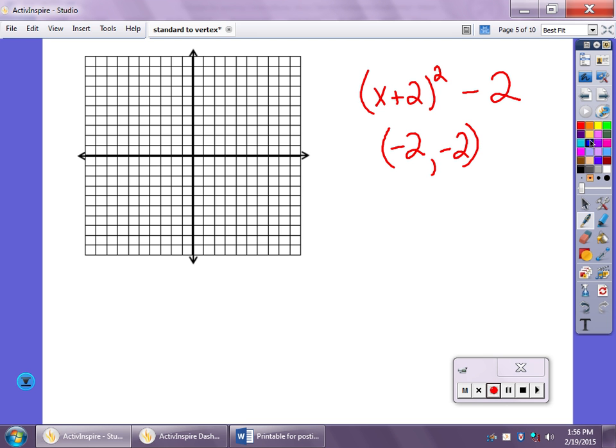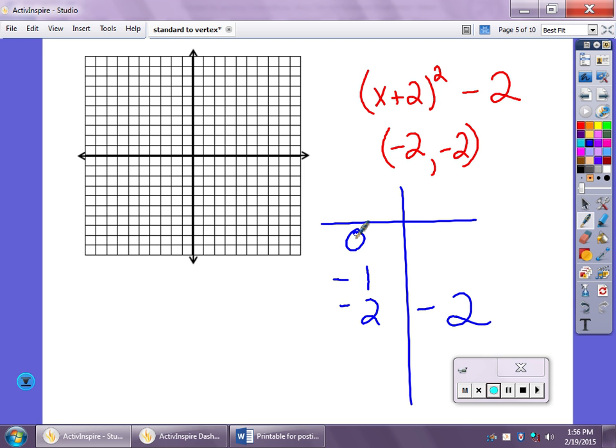I want a table of values to have a more accurate graph, so I have negative 2, negative 2. I'm going to pick 2 numbers after negative 2, and they are negative 1 and 0, and 2 before, negative 3, negative 4. Let's go ahead and plug these in.